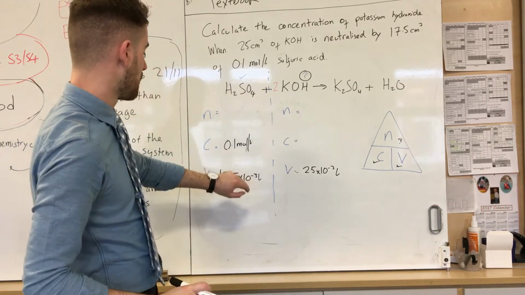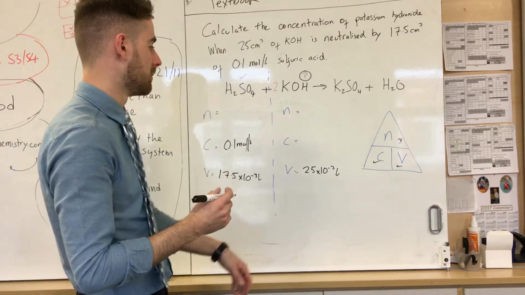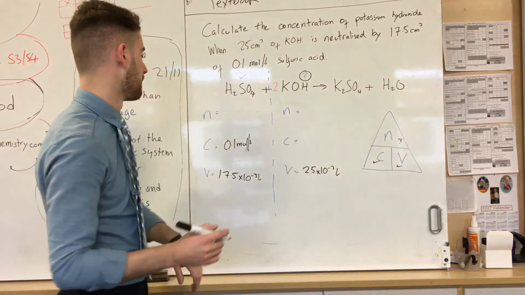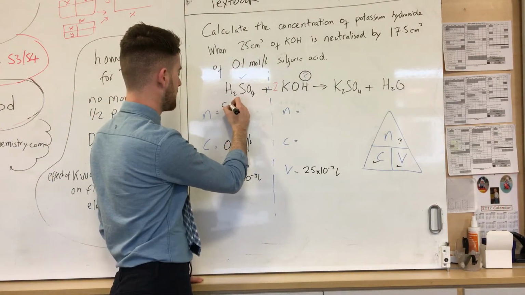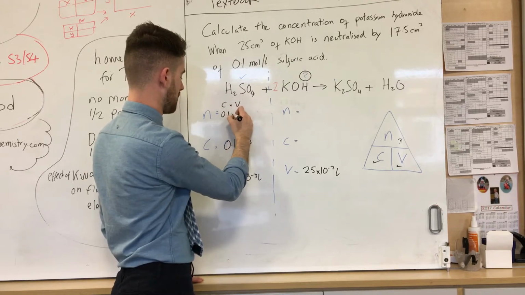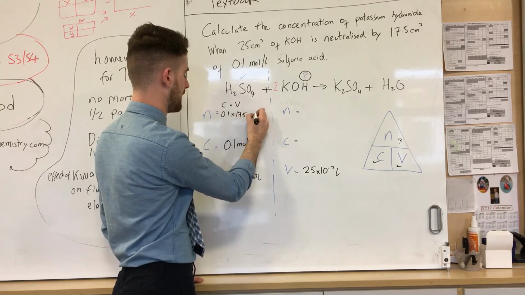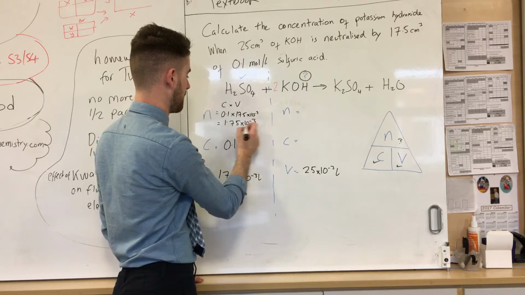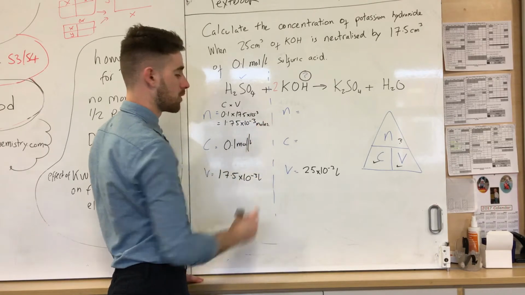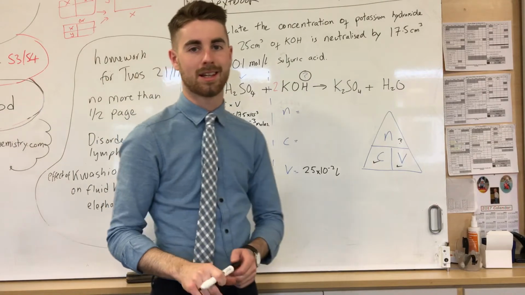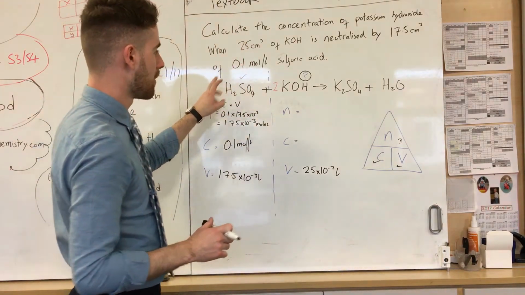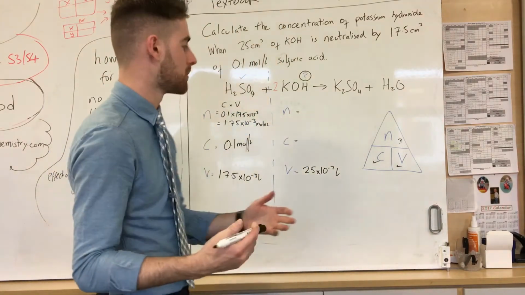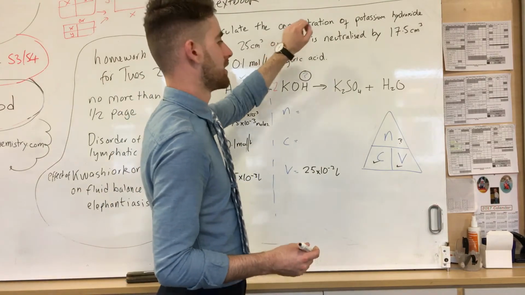So we know a concentration, we know a volume. What can we work out? Well, we can work out the number of moles, because we don't know the number of moles, but we do know concentration and volume, referring back to that triangle there. So we work it out by multiplying C by V. So 0.1 multiplied by 17.5 times 10 to the negative 3. What that gives us is 1.75 times 10 to the negative 3 moles. So if we have 1.75 times 10 to the negative 3 moles of sulfuric acid, we can work out the number of moles of potassium hydroxide we have, and subsequently work out the concentration, which is what the question's asking.